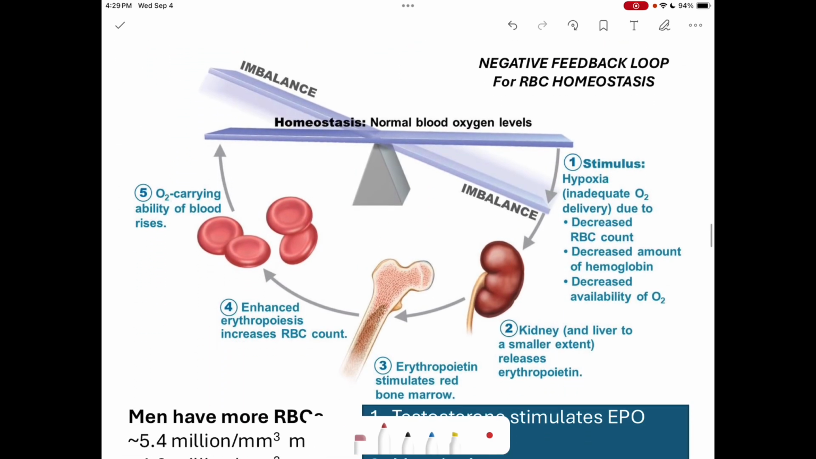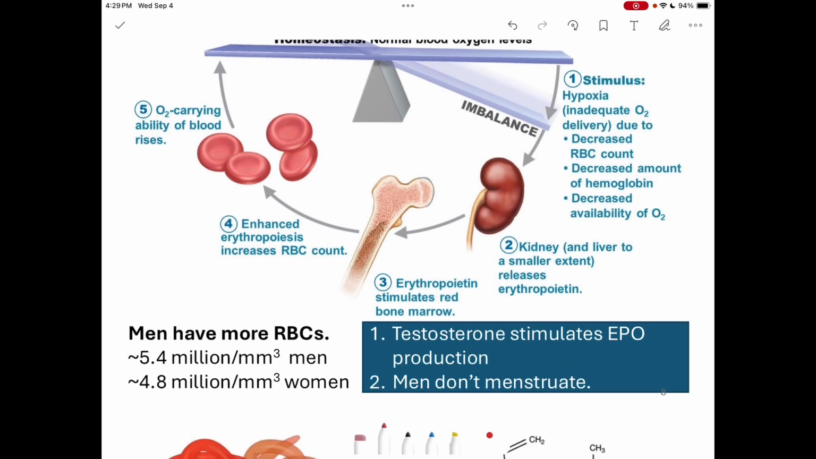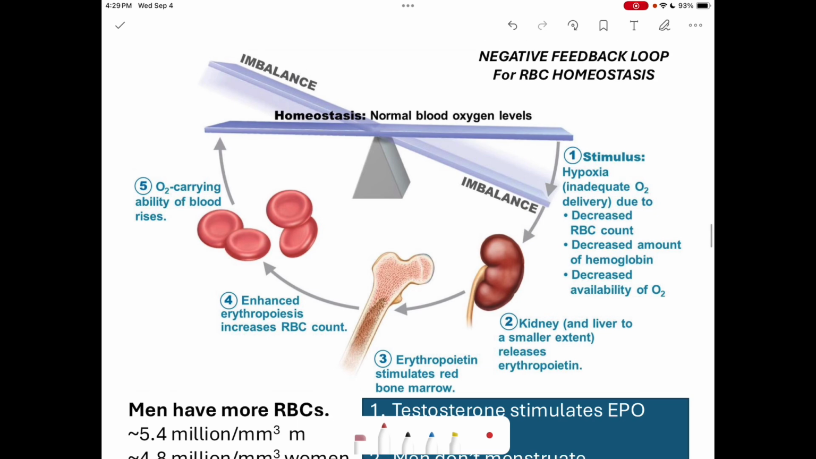The reason for this difference, and it's not a pathological difference, has to do with testosterone, which actually stimulates red blood cell production, and also men don't menstruate, so women in their reproductive years have blood loss. There is a baseline level of a hormone called erythropoietin, abbreviated EPO, that is going to maintain a level of red blood cells.